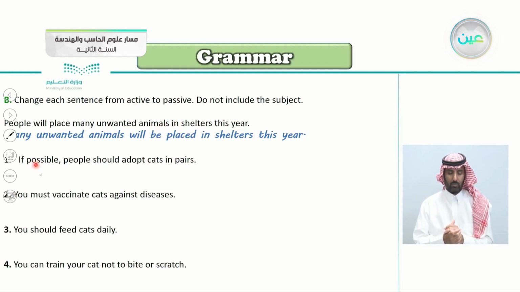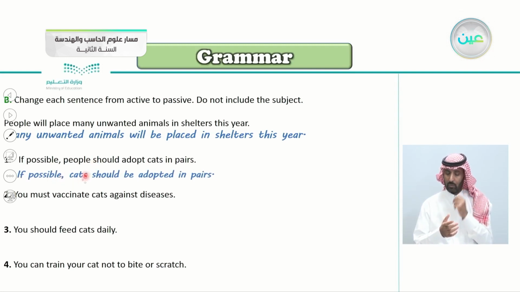So number one, if possible, people should adopt cats in pairs. So the verb is adopt, people is the subject, cats is the object. Let's see the correct answer here. If possible, cats, begin with the object, should be adopted, the past participle, in pairs.